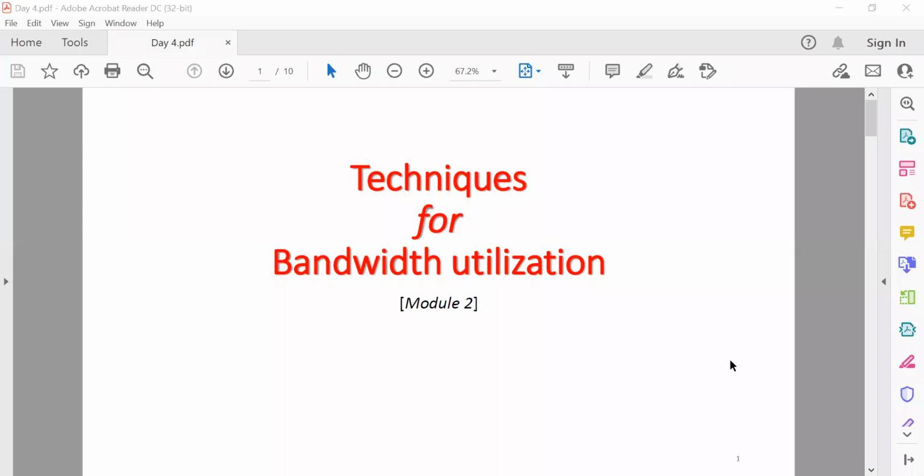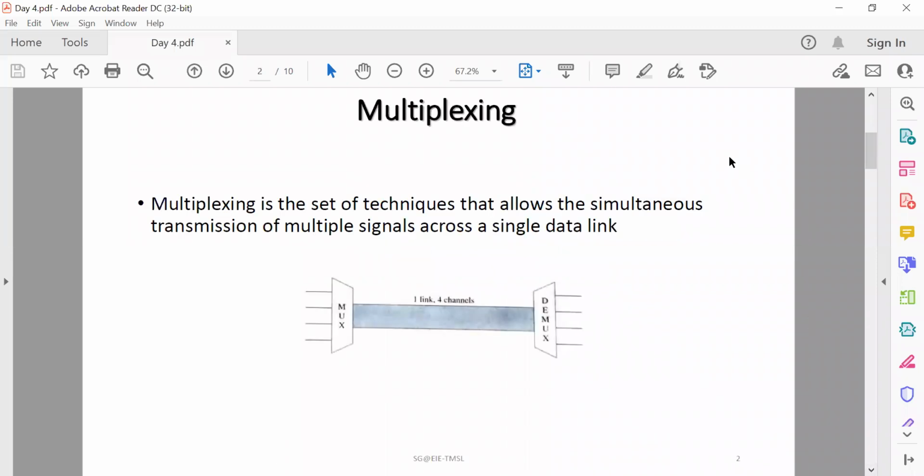So today's topic is based on the techniques for bandwidth utilization. All of you know about the multiplexing technique: frequency division multiplexing, time division multiplexing, wave division multiplexing. You are familiar with these terms, I think. So now let us review some of these techniques in the context of data communication and networks.